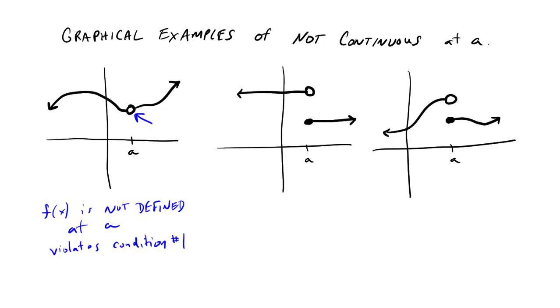Okay, the next graph here, now, the function is defined at a. I can see that from the closed circle there. So 1 is okay. But remember, we've got this issue here where the limit coming from the left and the limit coming from the right are not the same. So in this one, the limit as x approaches a of f of x does not exist. And that violates condition number 2. Okay.